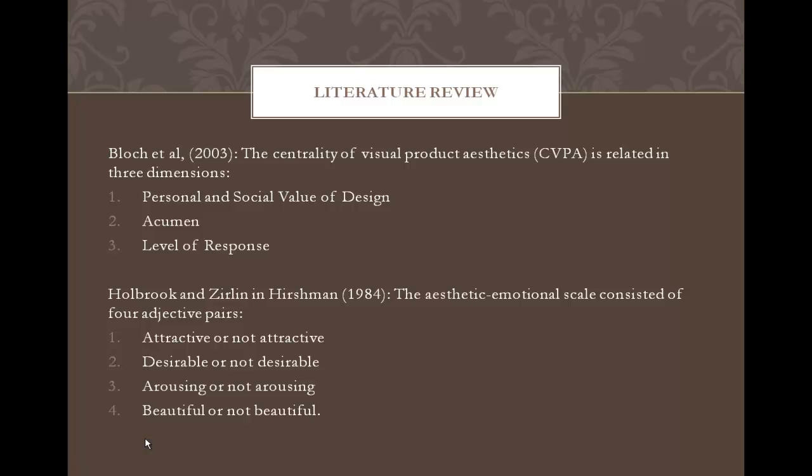Based on the literature review, Bloch in 2003 explained that the centrality of visual product aesthetics is related to three dimensions that represent individual differences in the level of acceptance of a product, where visual aesthetics dominate. And those three dimensions are, first, the personal and social value of design, as the value which people assign to product appearance that strengthens their quality of life, both personally and in society.